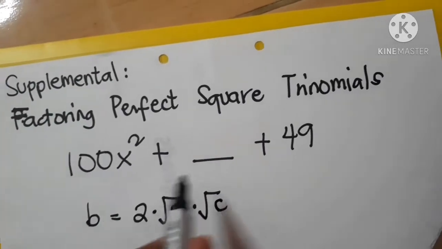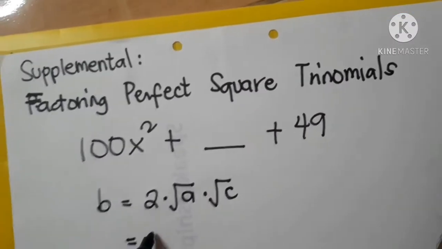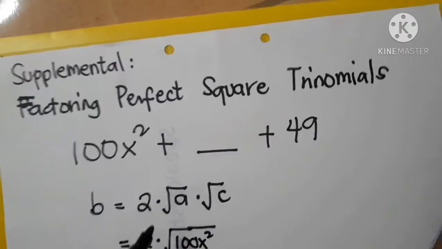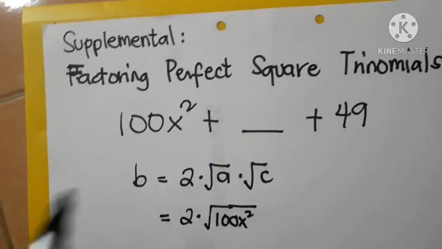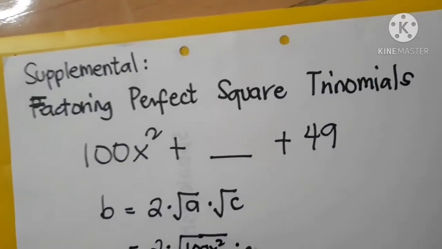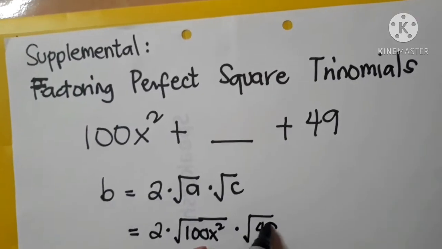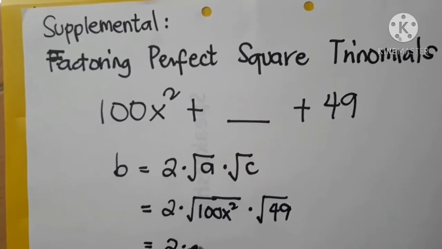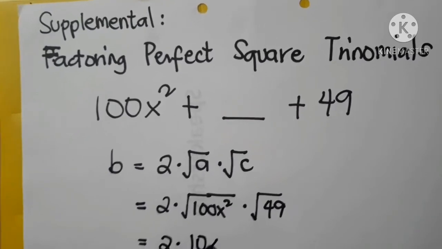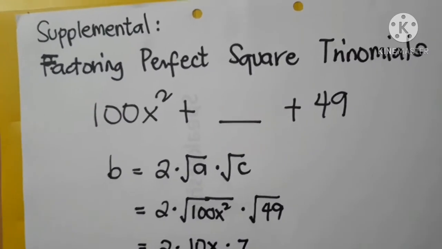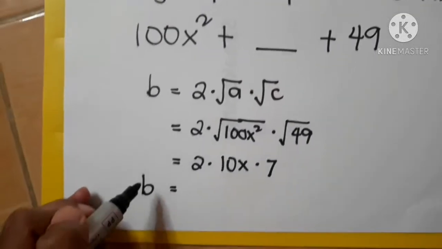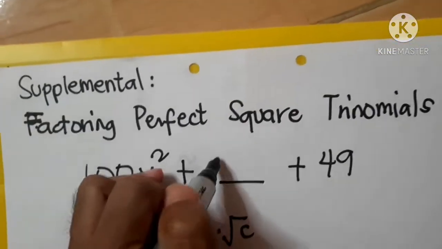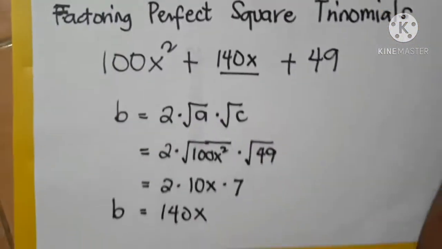Therefore, to find B, we are going to get 2 times the square root of 100x squared. That is the first term. Take note, that is not actually the leading coefficient. That is the first term, times the square root of 49. So we have twice the square root of this one, which is 10x, then the square root of this is 7. So we have 2 times 10 times 7, that is 140x. Therefore, the middle term is 140x.